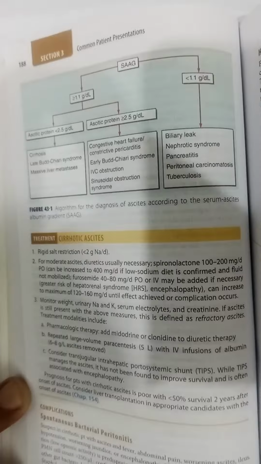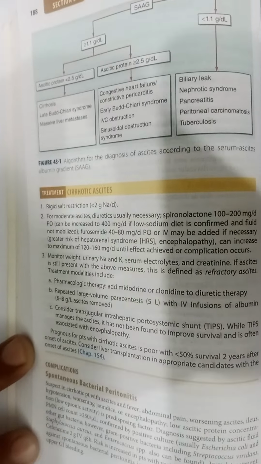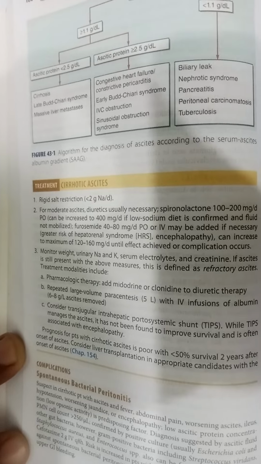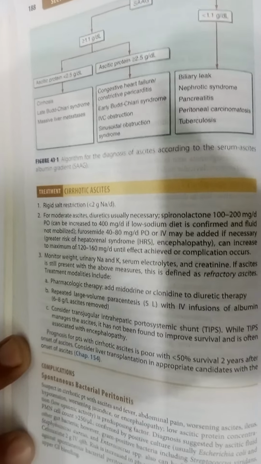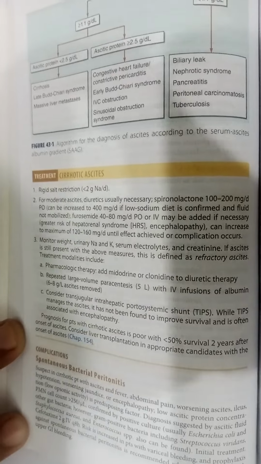Initial treatment: cefotaxime 2 gram IV 8 hourly. Risk is increased in patients with variceal bleed, and prophylaxis against spontaneous bacterial peritonitis is recommended when a patient presents with upper GI bleed. Another complication of cirrhosis and ascites is hepatorenal syndrome.